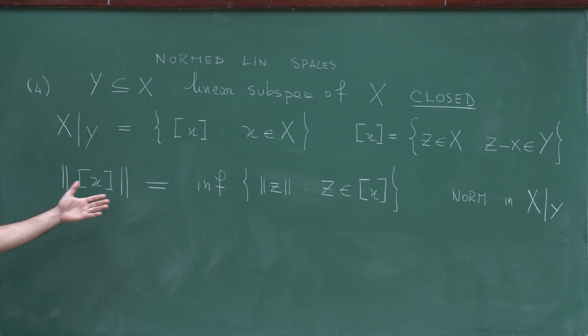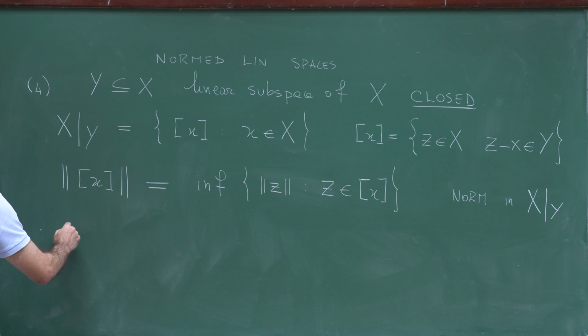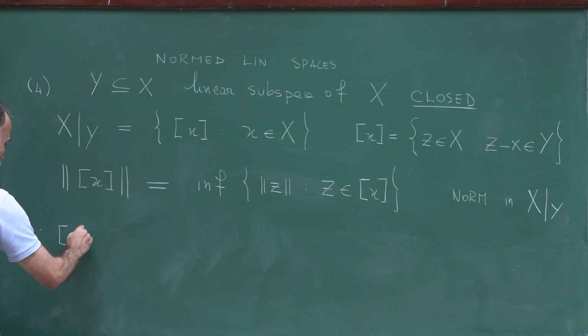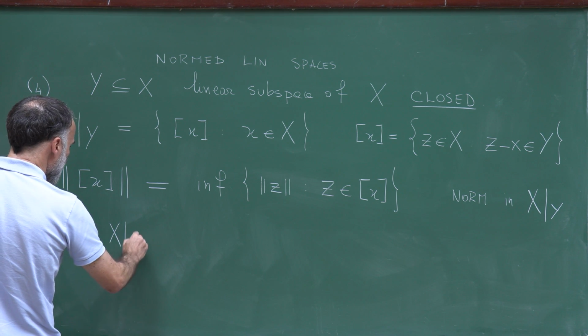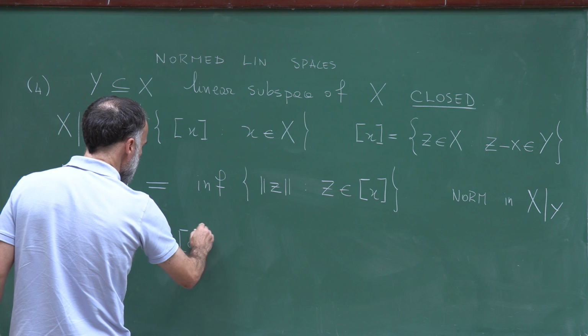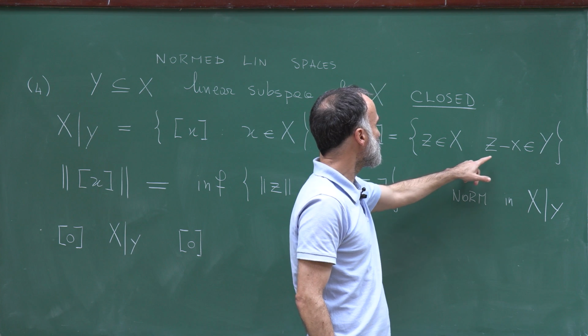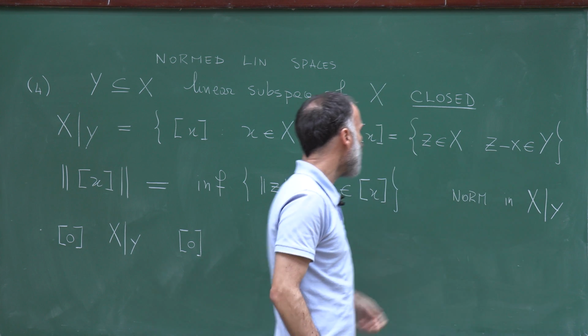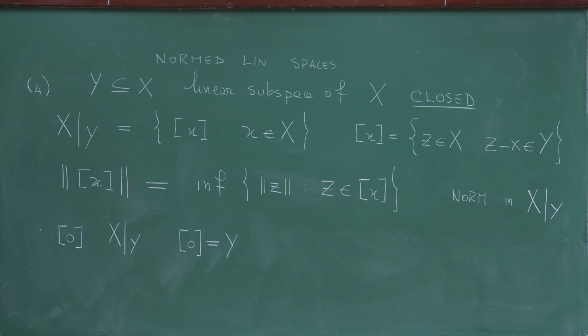So we will check the three properties of a norm. Well, first, remember that the zero element of the space X modulo Y is the set of all points z for which z minus 0, which means z belongs to Y. So this is exactly equal to Y. I will need this observation in the proof that this is indeed a norm.